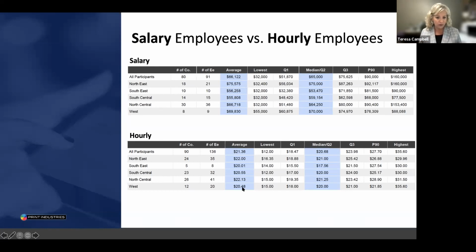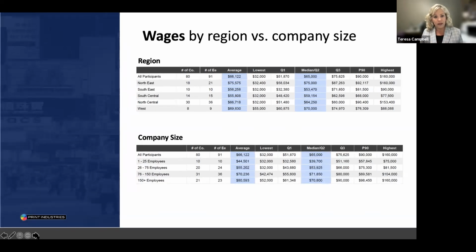The same thing here for hourly. And I didn't list the particular position because here we're looking in general across all positions. But again, you can see on the low end for an hourly employee, it could be down to $12 an hour and all the way up to $35 an hour. That's a pretty significant swing. And that's just based on company size and region and so forth.